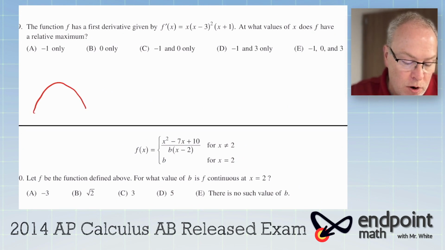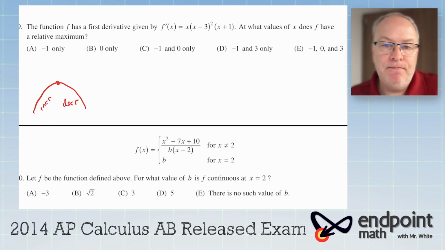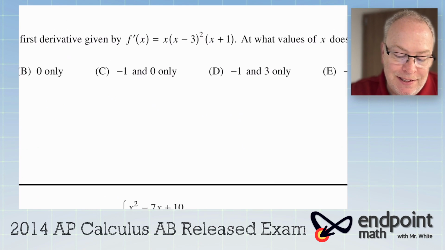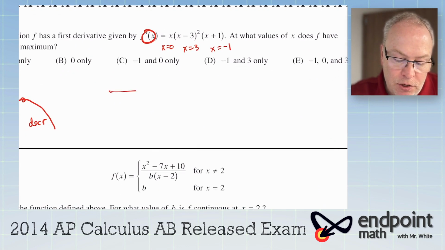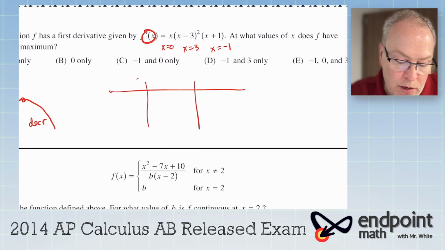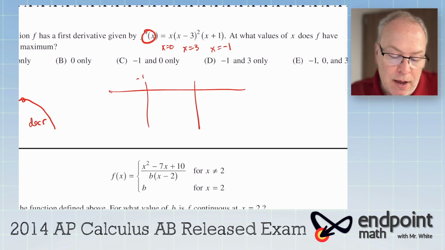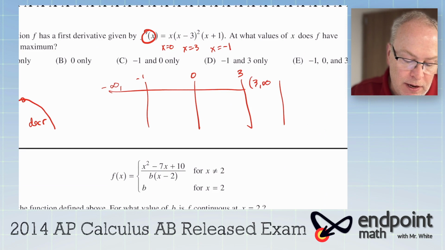So we're looking for something like this, where we change from increasing to decreasing. Okay, so what we do is we find the zeros first of all. We set this equal to 0. That happens at x equals 0, x equals 3, and x equals -1. I'm then going to do a sign chart. I like to do them different ways, but this is one way to do it. -1 up to 0, and then 3. Okay, and then we have infinity over here. So this represents 3 to infinity. This is -infinity to -1.